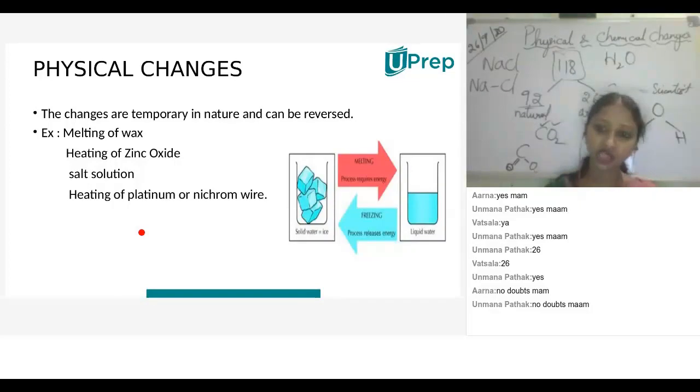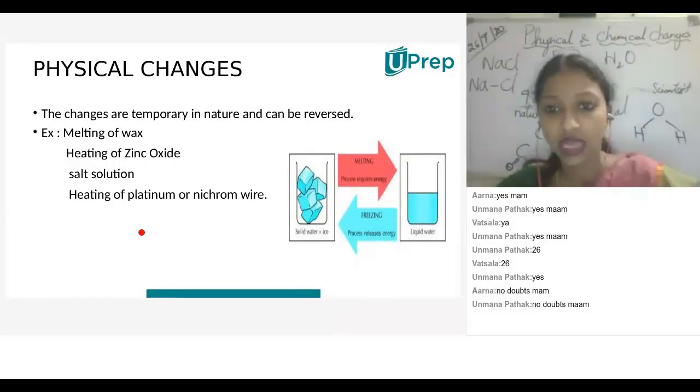So the best example is melting of wax. Take solid wax and place it in a tumbler containing hot water. Immediately, what happened? The wax starts melting. After melting, you can see the molten wax. Again after cooling, the molten wax gets converted back into solid, or solidified, wax.